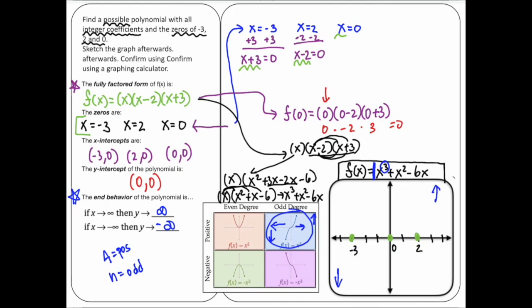Okay, so it looks like we are ready to do some graphing, just like we did in the last video or the last lesson. So it looks like our polynomial is going to be something that looks like this. Now again, this is a possible polynomial, and when we flip the page here, I'm going to go ahead and show you why that is.